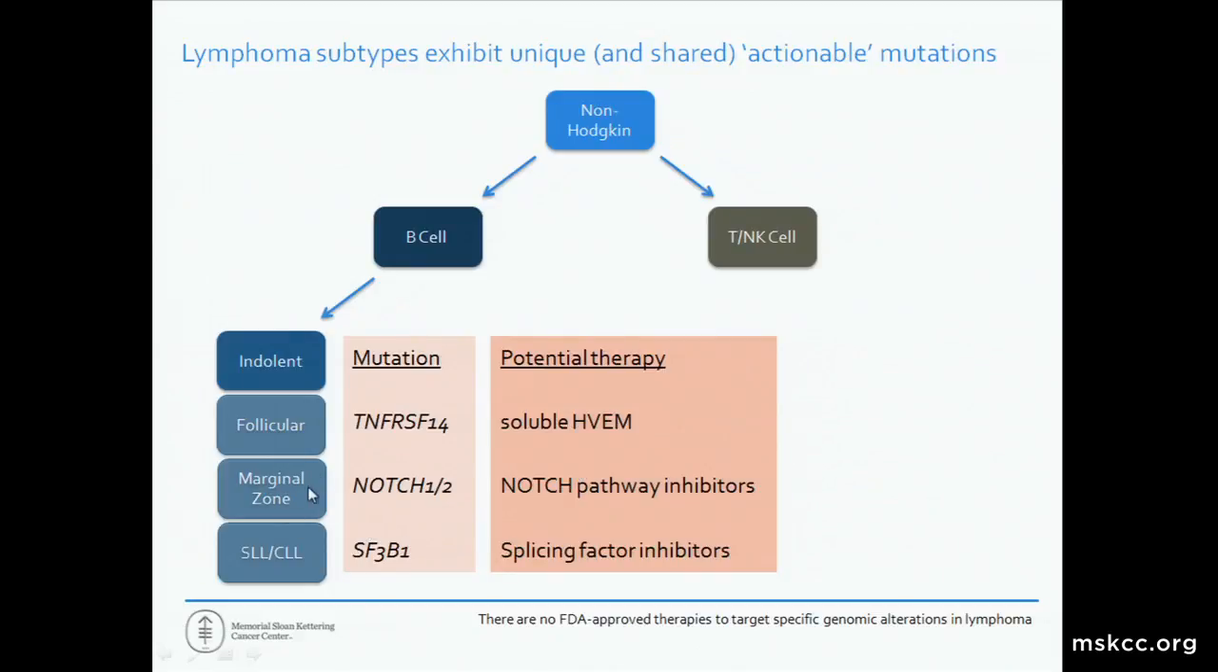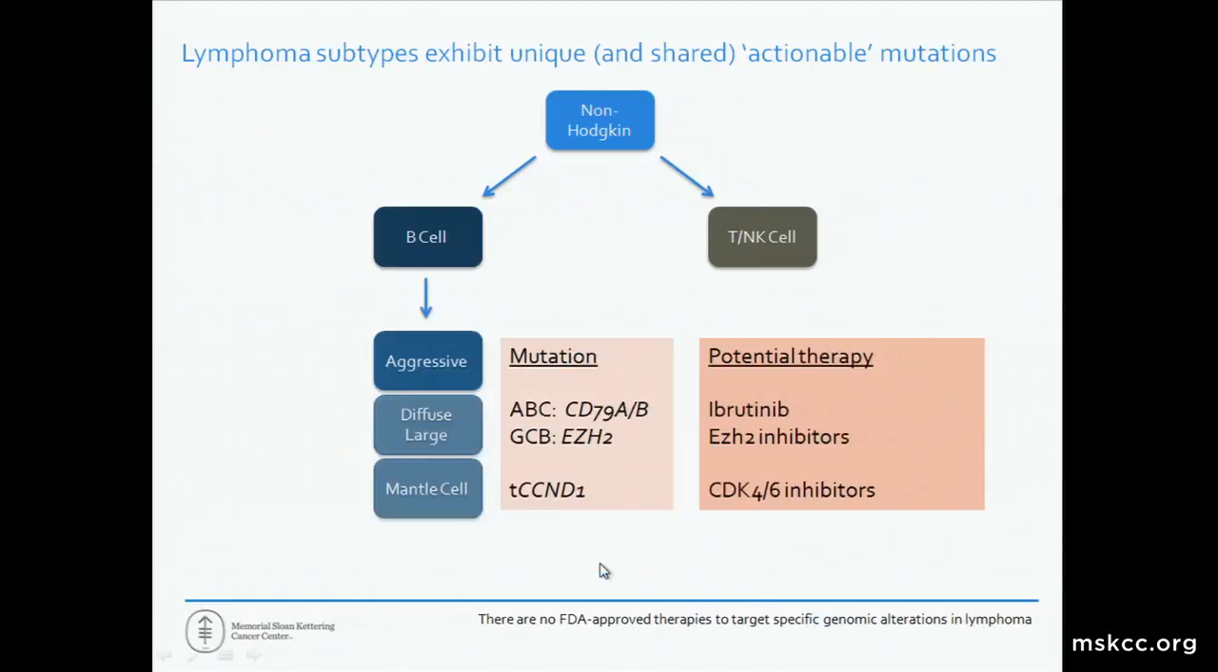Marginal zone lymphomas, in particular splenic marginal zone lymphoma, are characterized by very frequent mutations in the Notch pathway, and the Notch pathway inhibitors have been under investigation for many years in a variety of cancers. SLL and CLL are characterized by mutations in splicing factors such as SF3B1, and Dr. Abdel Wahab will talk about how these pathways can be targeted by splicing factor inhibitors.